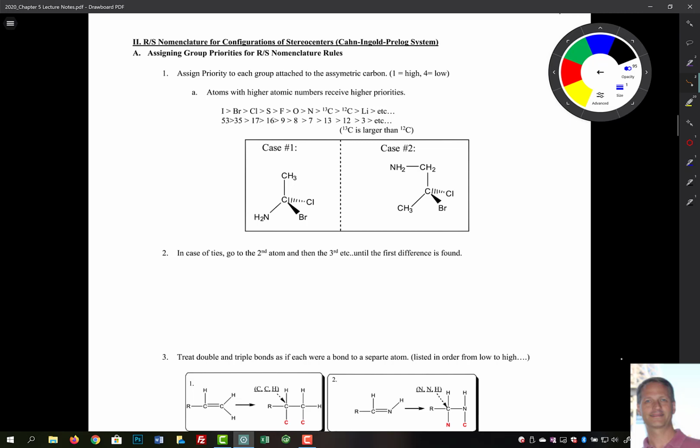If we look at our 2 cases here, case number 1, let's go through this. What do we have? We have bromine, chlorine, carbon, and nitrogen. So who's number 1? Bromine's going to be number 1. Who's number 2? Chlorine. So bromine is number 1, chlorine comes next, that's number 2. Now we have carbon and nitrogen. Nitrogen comes before carbon, so that's going to be number 3. And then your carbon's going to be your number 4.